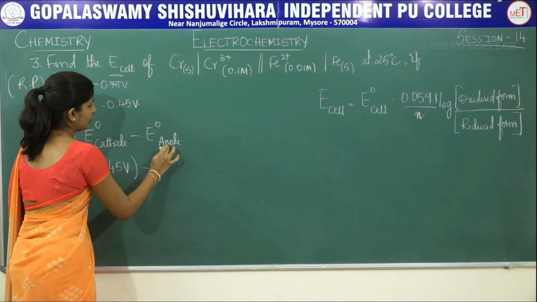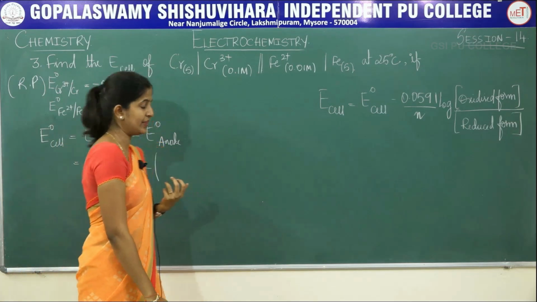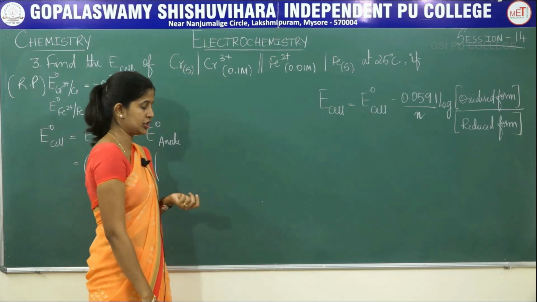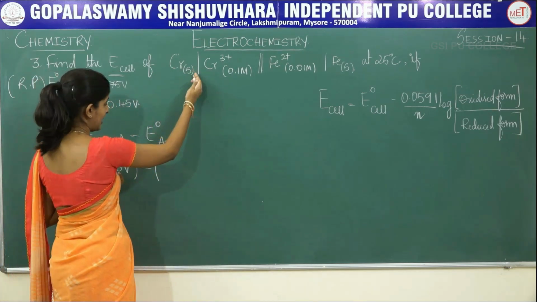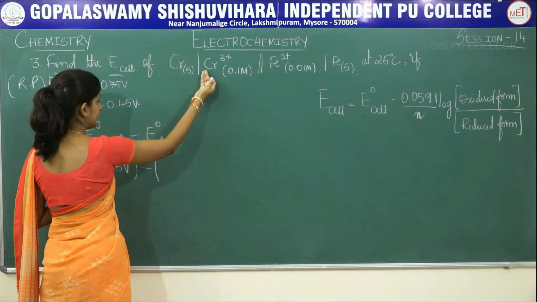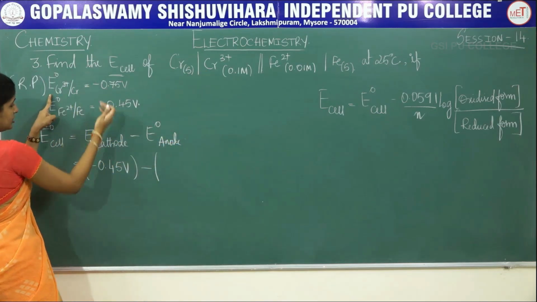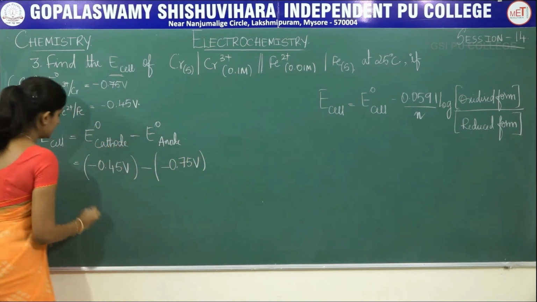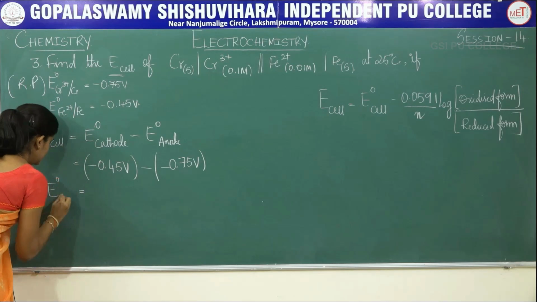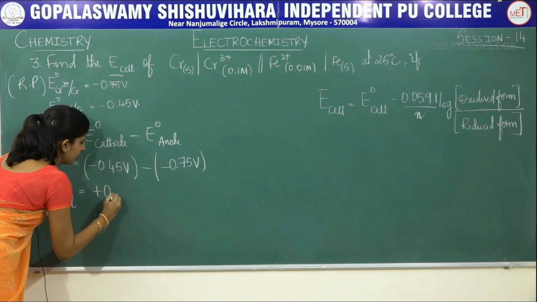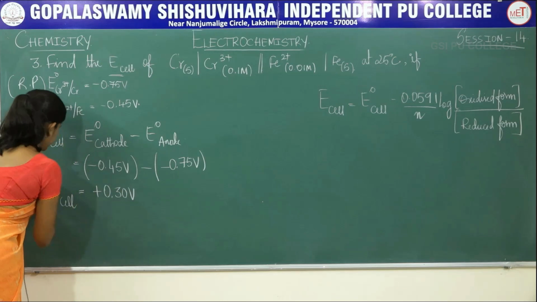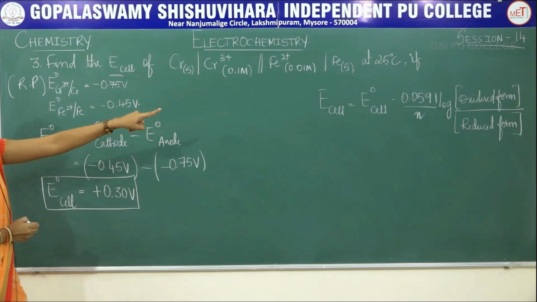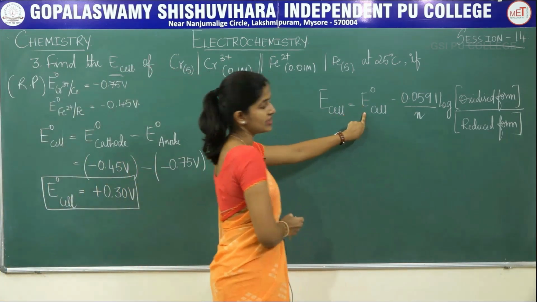Minus E naught of anode. What is happening at the anode? Oxidation is happening at the anode. Which is the species undergoing oxidation? Chromium is the one undergoing oxidation, so chromium is the anode. And the chromium electrode potential is minus 0.75 volts. So E naught cell is equal to plus 0.30 volts. This will be your E naught cell. So E naught cell is now calculated, and here I have to substitute it.